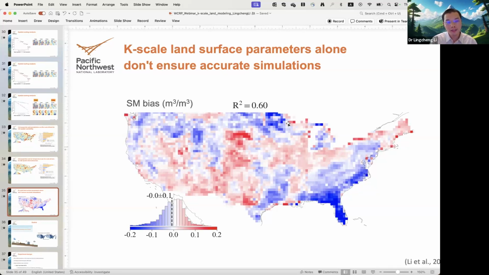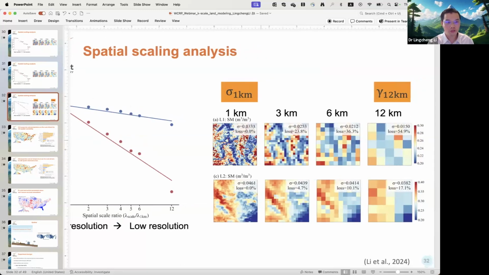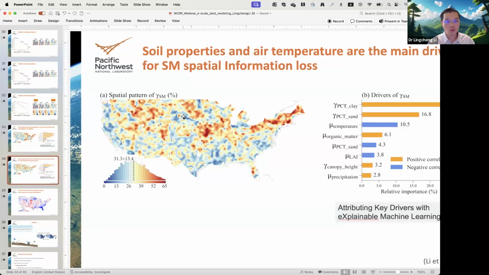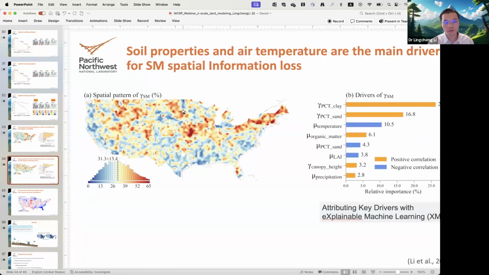But with this kilometer-scale data set, we have the ability to show the spatial patterns and spatial heterogeneities. It's a starting point, and you could use it to start some questions if you not only look at the accuracy itself. We showed some examples of the spatial scaling analysis to show how much information we lose when we look at coarse resolution, to emphasize the value of the kilometer-scale simulations.